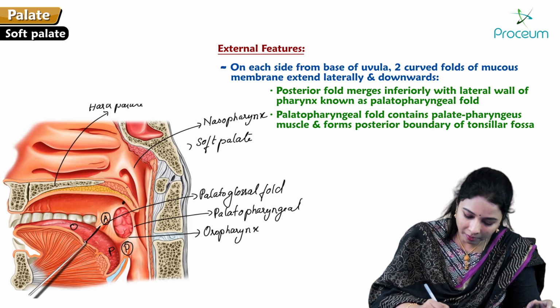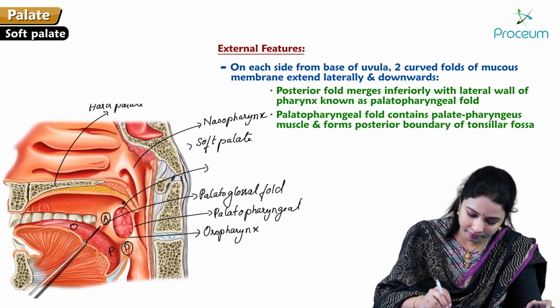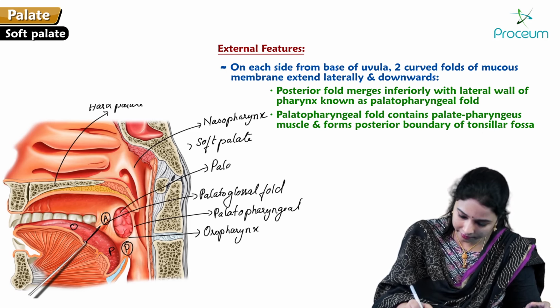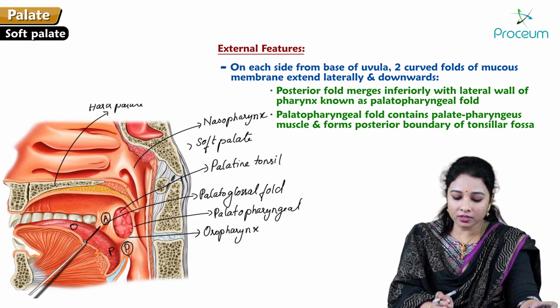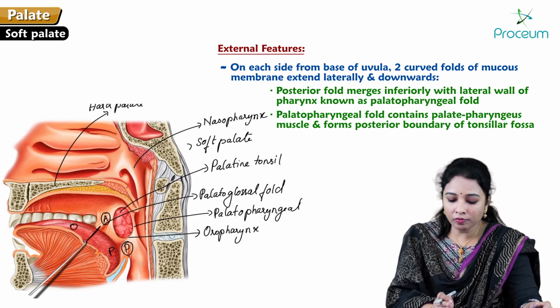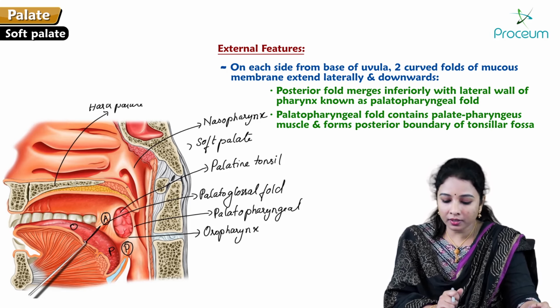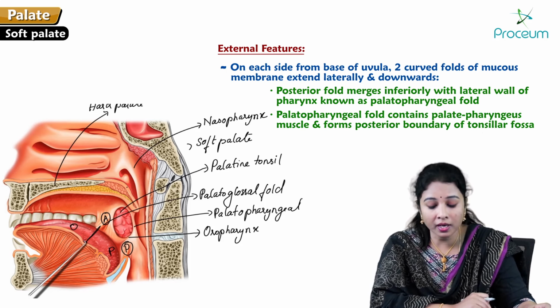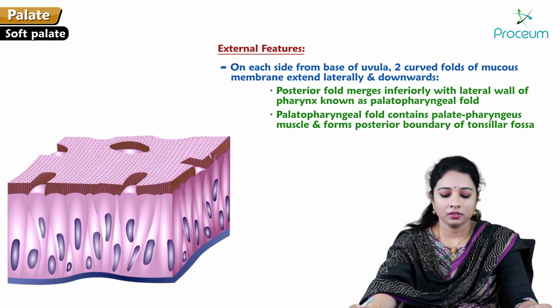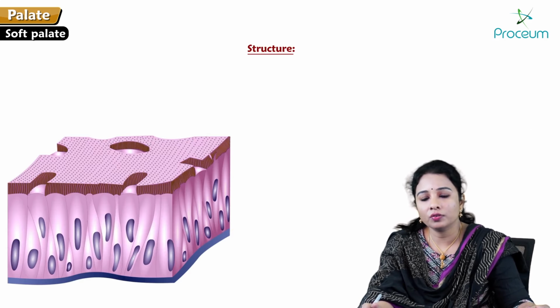So, we can appreciate palatine tonsil here. So, anterior to the palatine tonsil is the palatoglossal fold, posterior to the palatine tonsil or tonsillar fossa is the posterior, that is palatopharyngeal fold. So, let us understand the structure of soft palate.